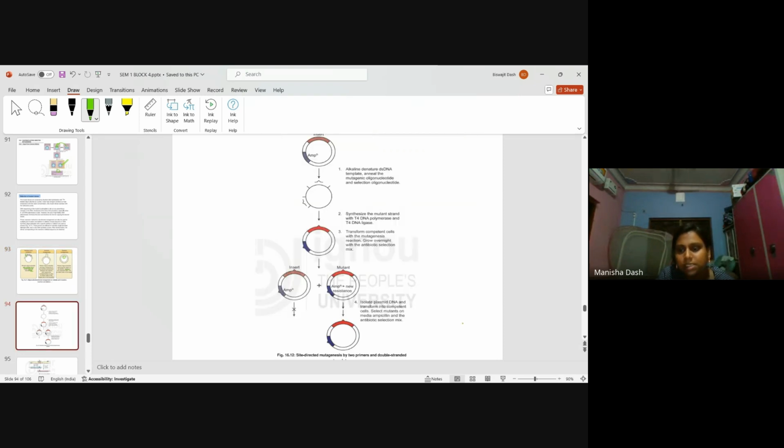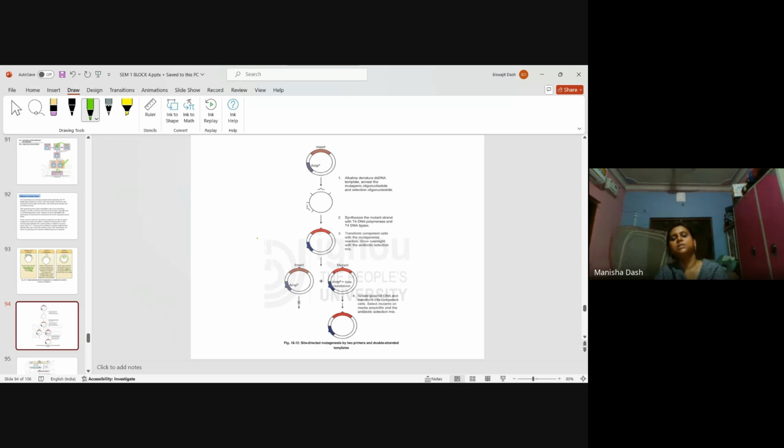Okay. So this is the screening of the mutant cells. It is almost similar to whatever we have already discussed. So you just need to isolate and you can screen by the presence of different antibiotic resistance genes. Okay. So as you can see, this is the gene of your interest, and you have deliberately created a mutant here. So transform competent cells with the mutagenesis reaction, then grow overnight with the antibiotic selection mix. So this is the insert, this is the ampicillin resistance, this is the mutant form.